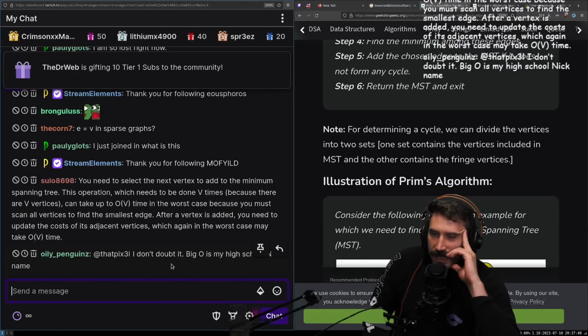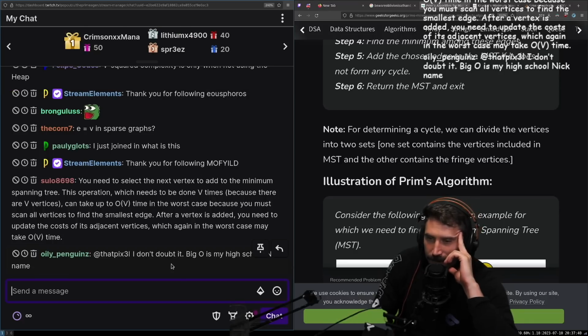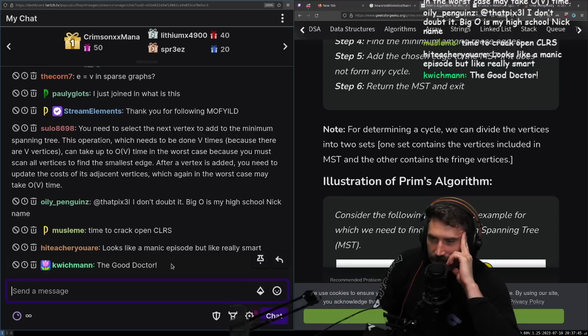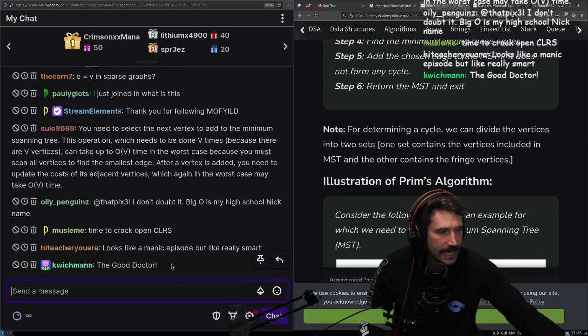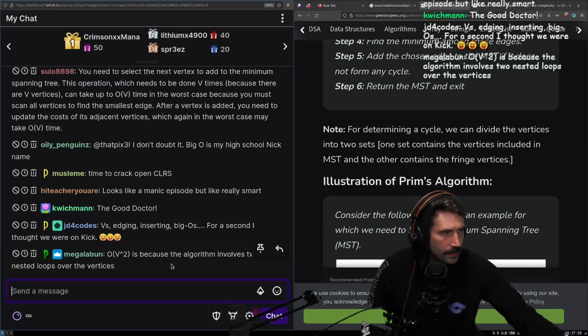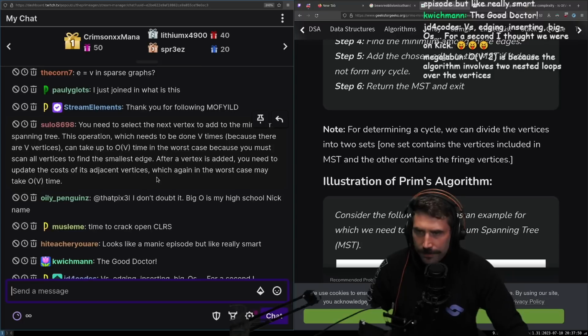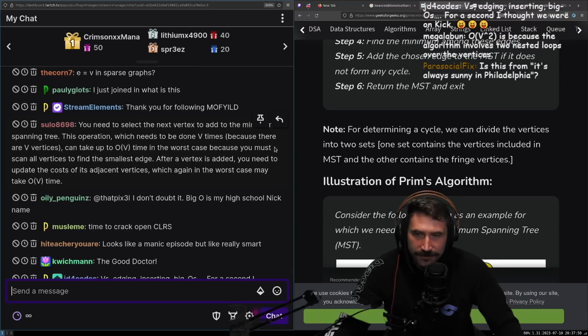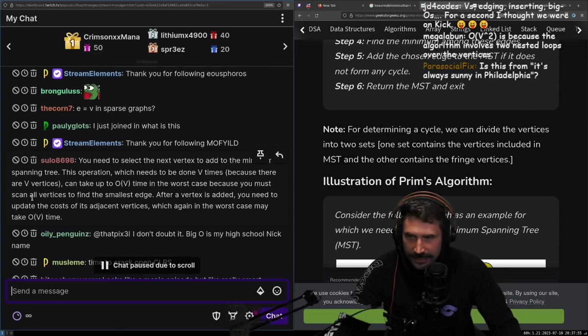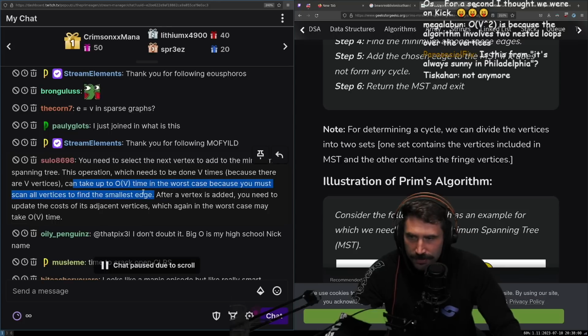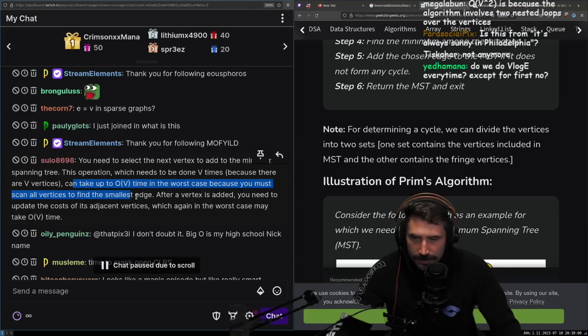You need to select the next vertex to add to the minimum spanning tree. This operation needs to be done V times. Okay, let's hear this one. This operation needs to be done V times. Absolutely correct, because there are V vertices. It can take up to V time in the worst case because you must scan all vertices to find the smallest edge.